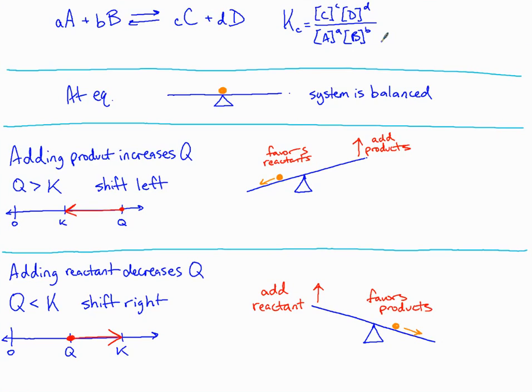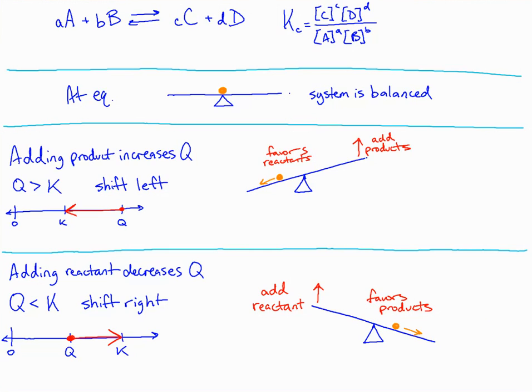So when we put this on the number line, here's 0, here's Q, and it has decreased from where it was in equilibrium. So it's smaller than K. And Q, always trying to be where K is, shifts right. Looking back up at the top of this reaction, we're adding reactant, and that causes a shift to the right. It favors the products.